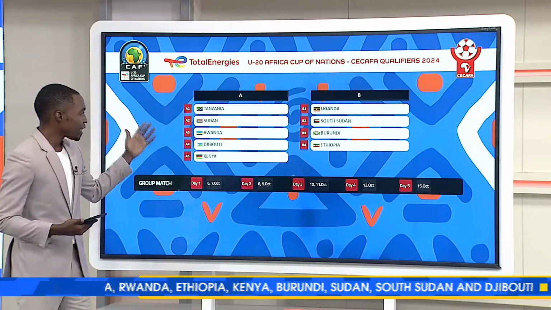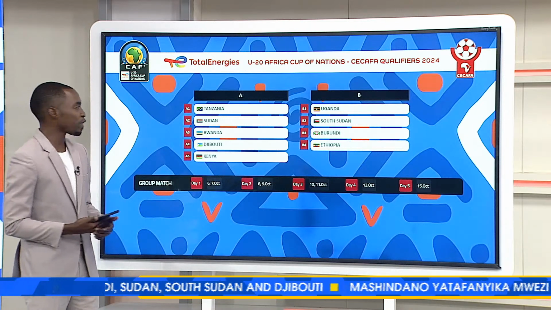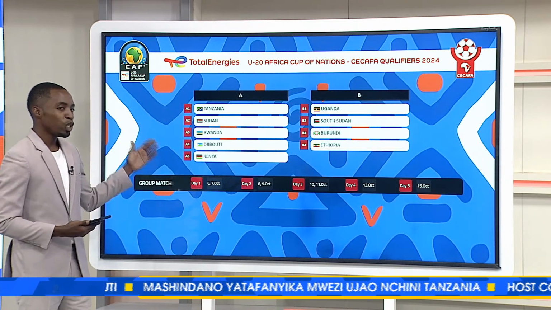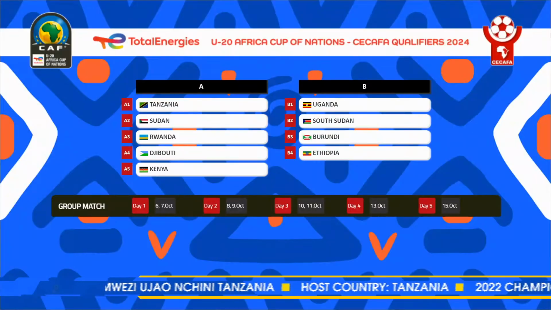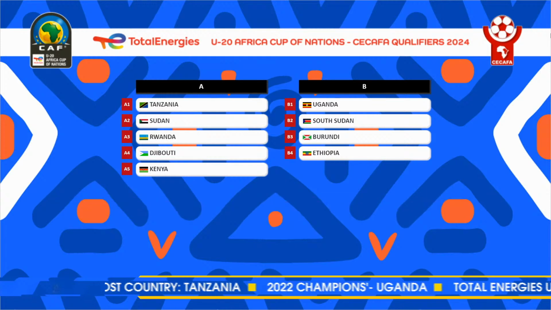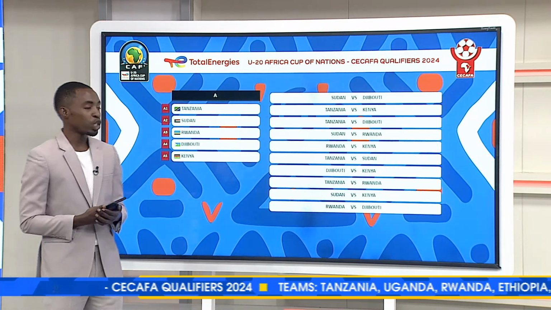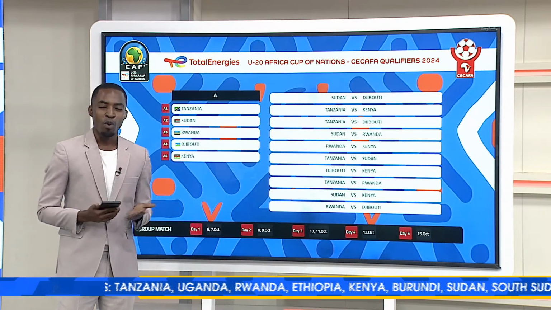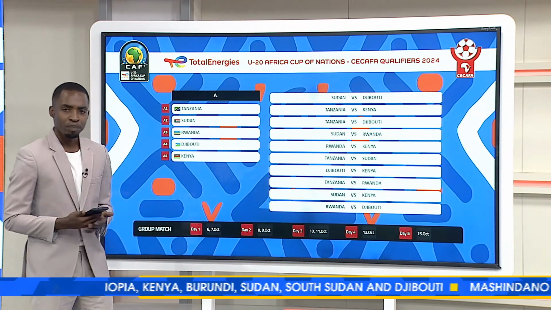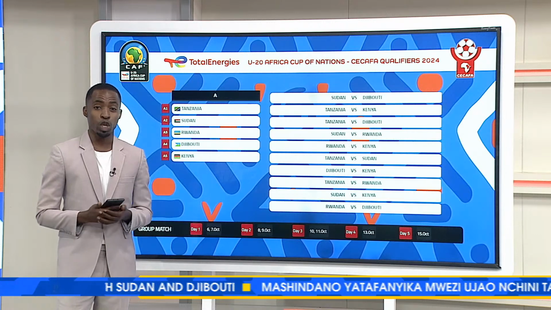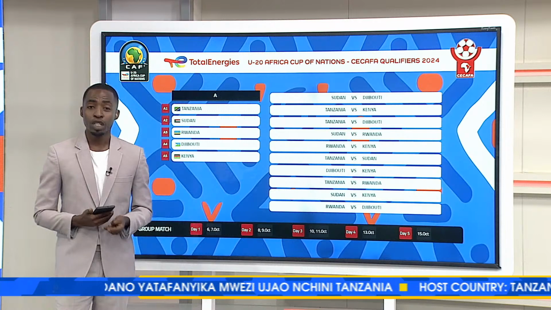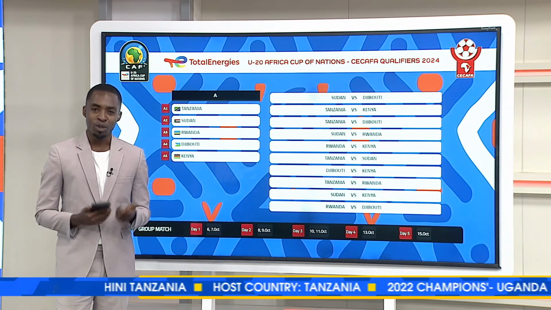The remaining ball is Kenya, as A5. Wow. So the 5th team in Group A is Kenya. Now Group A is formed by Tanzania, Sudan, Rwanda, Djibouti, and Kenya, whilst Group B consists of Uganda, South Sudan, Burundi, and Ethiopia. These are the 2 groups to be participating in the Under-20 Africa Cup of Nations CECAFA Qualifiers 2024. As we told you earlier, the tournament will take place in Dar es Salaam, Tanzania, in 3 different venues: Azam Complex, KMC Complex, as well as Major General Isamuhyo Stadium.